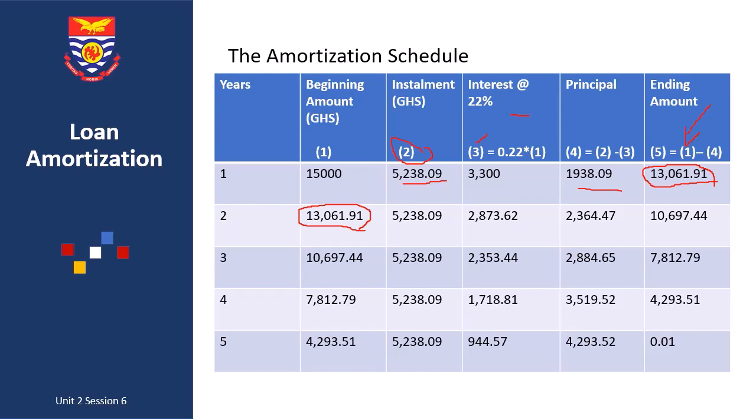So that this is the amount. So as you are paying, the amount will be reducing. So at the end of the 5th year, you have to get what? 0 or infinitesimal figure.